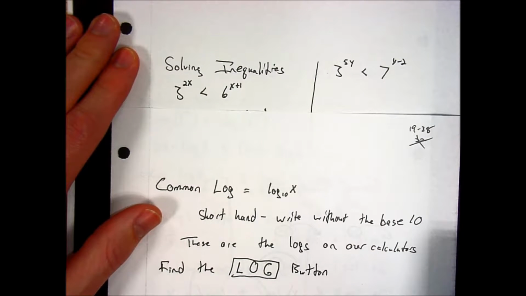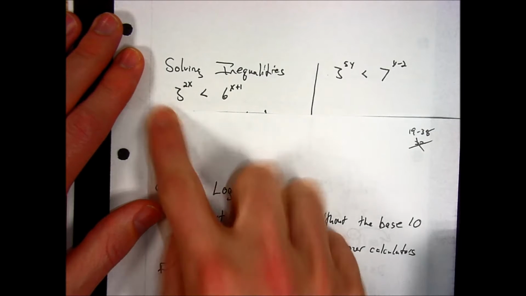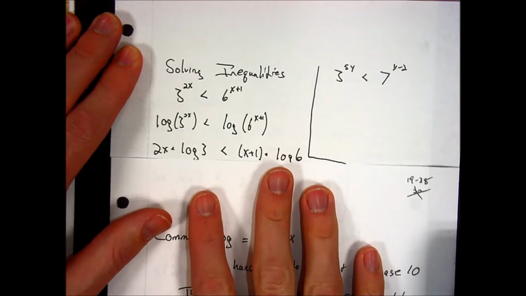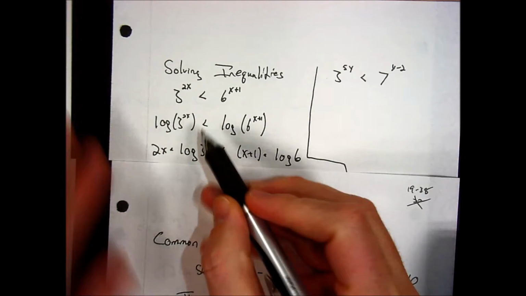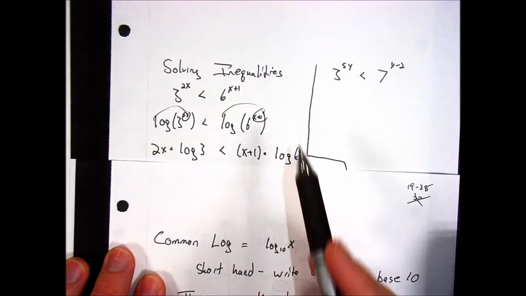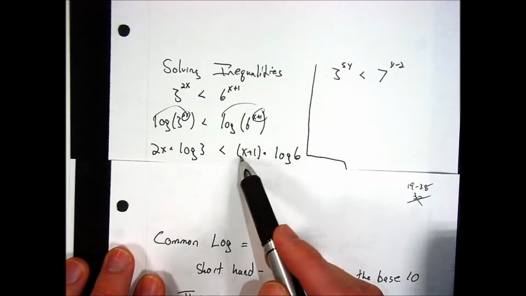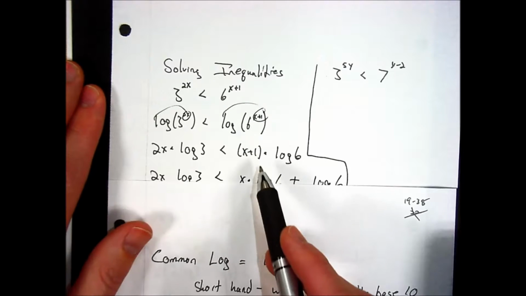So we're going to just do log of both sides. That's going to allow us to bring down the exponents. Alright, so my 2x comes down in the front. The x plus 1 comes down in the front. And if you have a grouping of exponents up in the top, make sure those stay in parentheses when you bring them back down.